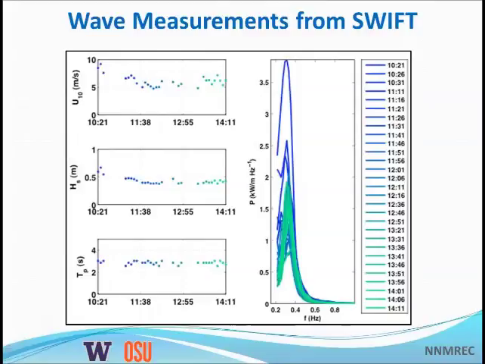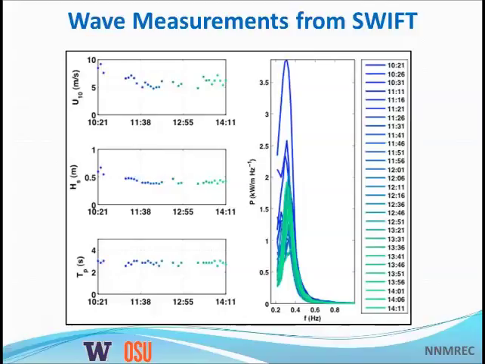So to start with, just the wave measurements from the Swift itself, I have 4 plots here. In the top left, we have the wind speed extrapolated at 10 meters, in meters per second. What we start off with is stronger winds on the order of 10 meters per second, decreasing in the late morning and approximately constant throughout the early afternoon.